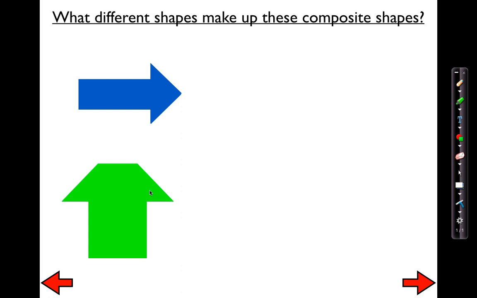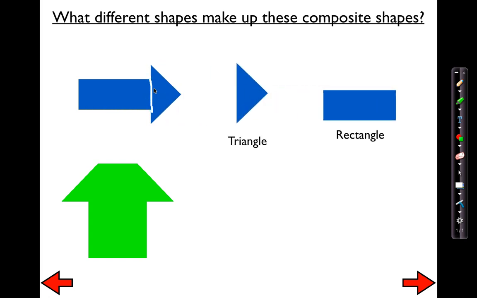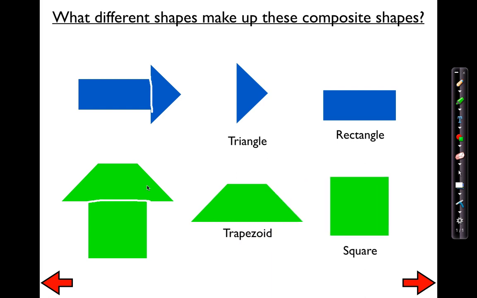So here, I came up with a rectangle and a triangle. Okay, what did I come up here? Well, I went ahead and cut it this way, and I noticed that it was a trapezoid with a square.